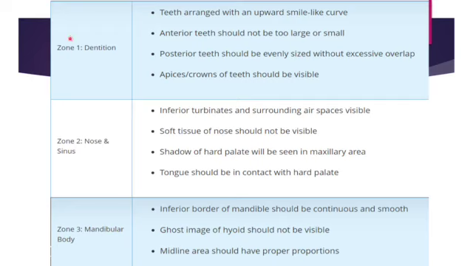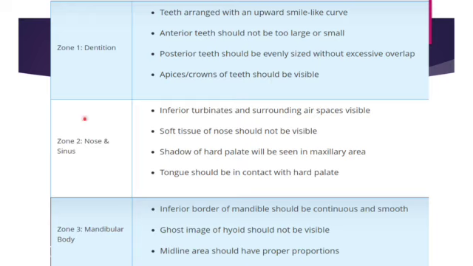Zone 1 is the dentition zone. So we will see the teeth arranged with an upward smile curve, and the anterior teeth should not be too large or small. Posterior teeth should be evenly sized without excessive overlap. Then the apices and the crowns of the teeth should be visible.